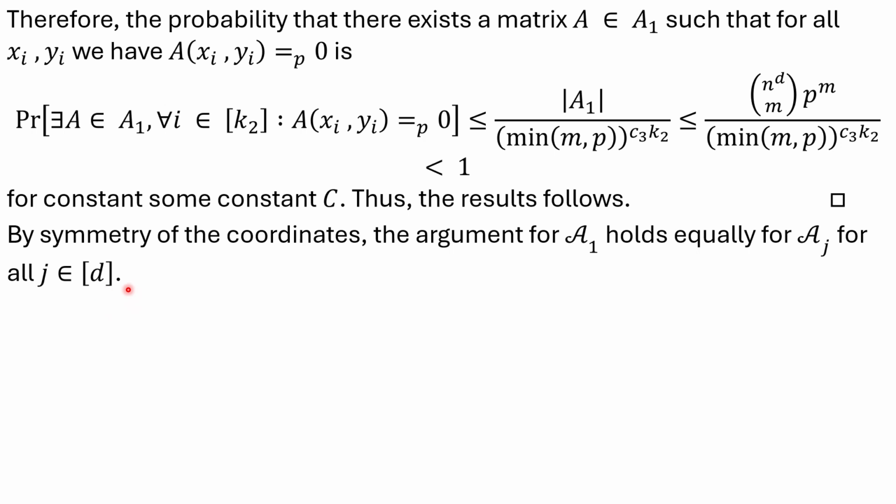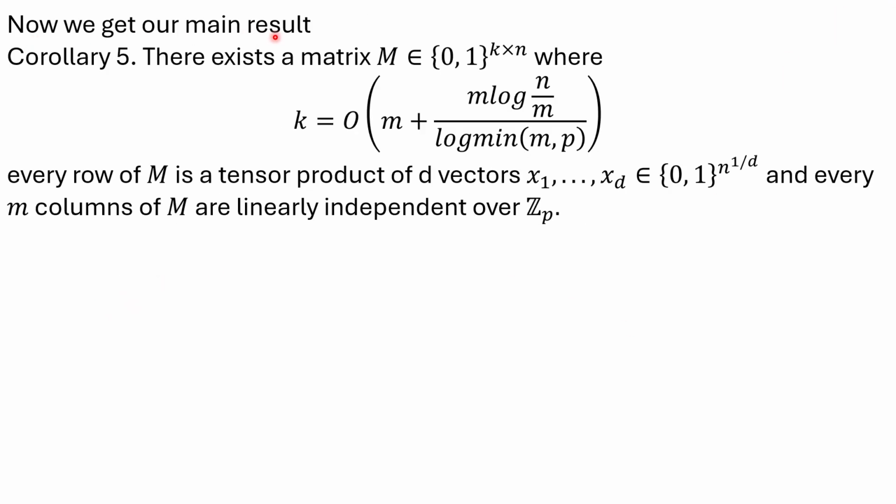Now we get our main result. Corollary 5. There exists a matrix M, size Kn, where K is defined here, and every row of M is a tensor product of D vectors x1 to xd, which are in 0, 1, and 2, 1 divided by D, and every M columns of M are linearly independent over Zp.